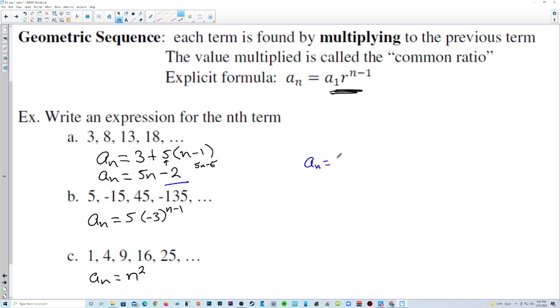I would say, well, the slope is 5, so we have 5n. Now, if I plug 1 into this, I get 5. How can I plug 1 in and get 3? Well, I would subtract 2 from this. Here we're multiplying, r is negative 3. So we're multiplying by negative 3 every time. So a sub 1, r to the n minus 1.